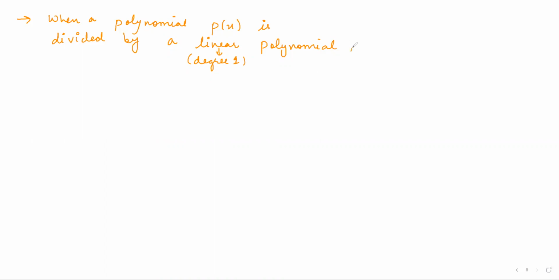So what should happen in this case? If I divide a polynomial by a linear polynomial, what kind of remainder should I get? Because I'm dividing by a degree 1 polynomial, the degree of the remainder should be 0. Is that okay? It cannot be equal to 1. It will be less than degree 1. Is that clear?